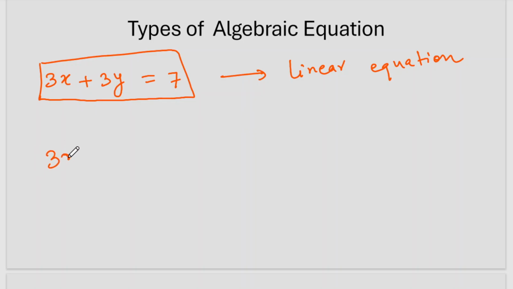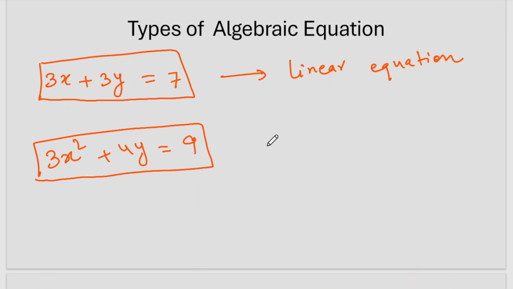Now, if I write this, you will say, sir, this is an expression. Again, we have to discuss equation now. Equal to 9. Now, if I say what type of equation is this? Since the power is 2, we will call it quadratic, and then since there is an equal to sign, we can say quadratic equation.